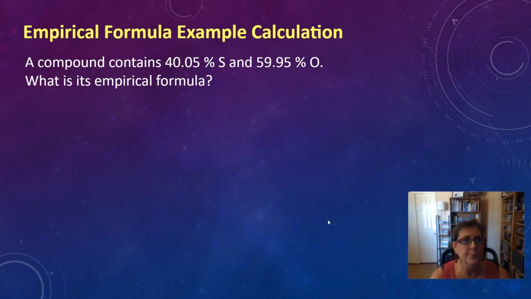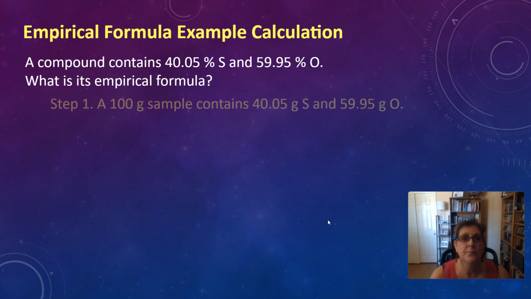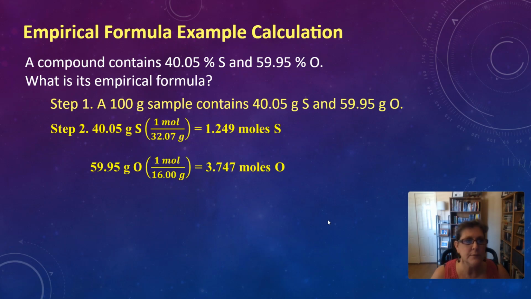59.95% oxygen. What is the empirical formula? Okay, step 1 was we're going to assume 100 grams of this SO compound. So that means we have 40.05 grams of sulfur and 59.95 grams of oxygen. Now, let's change grams to moles.